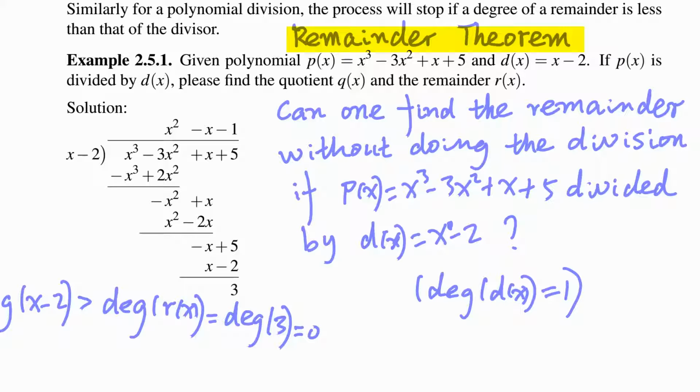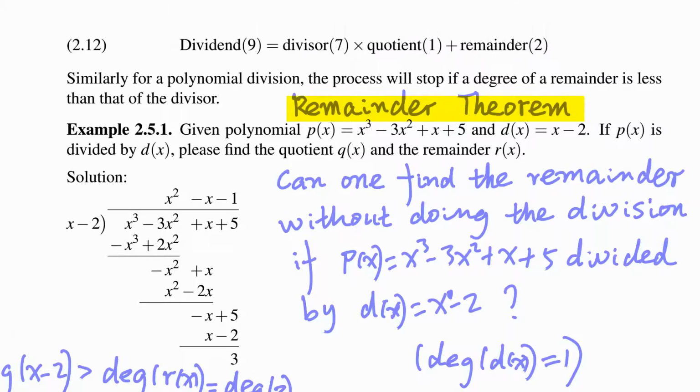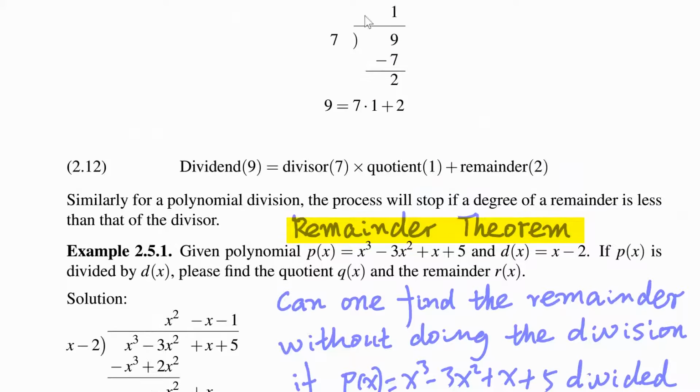Before we do that, we would like to recall how we did it for numbers. Down here we have 9 divided by 7. The process is we put quotient 1 here, and 1 times 7 is 7. Then dividend 9 minus 7, we have 2. Then we stop, because the remainder is less than the divisor 7.